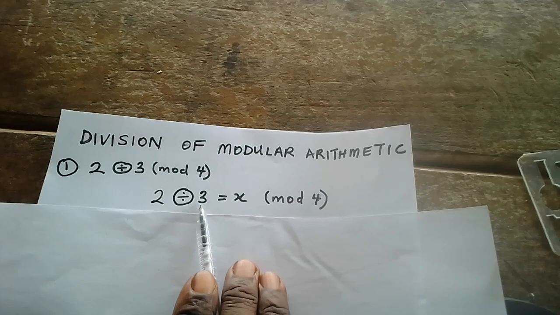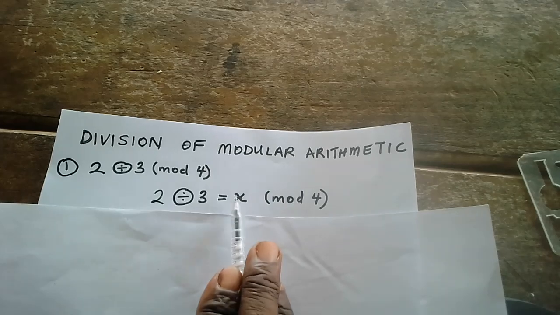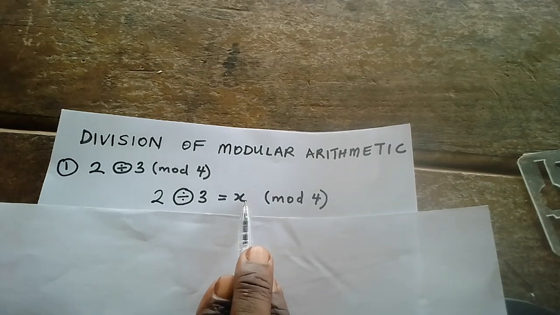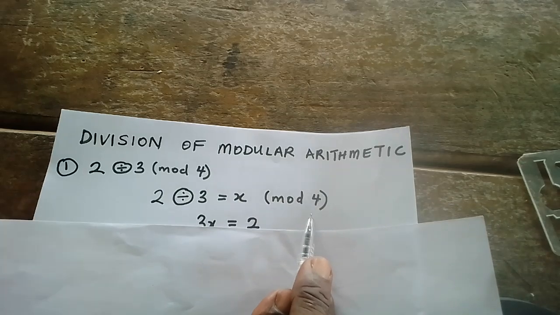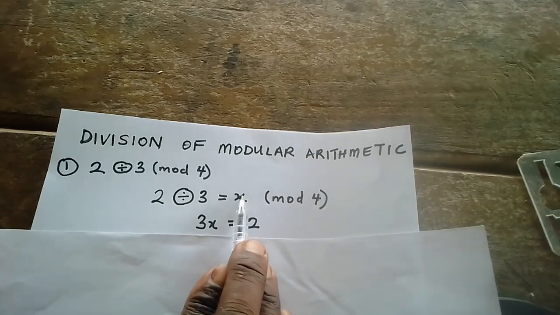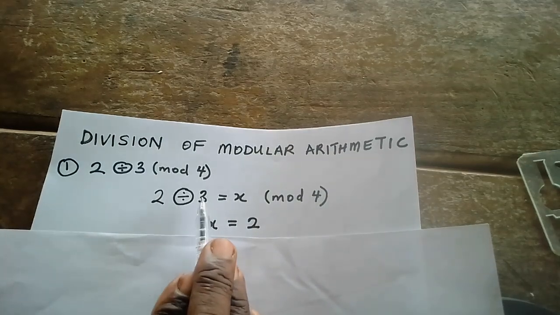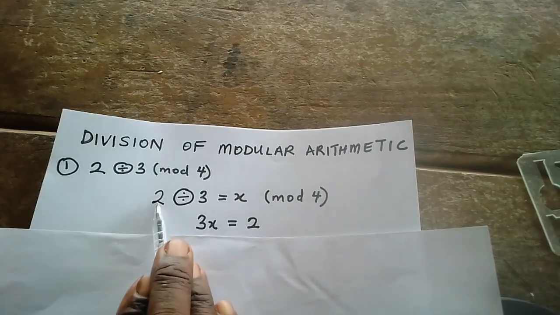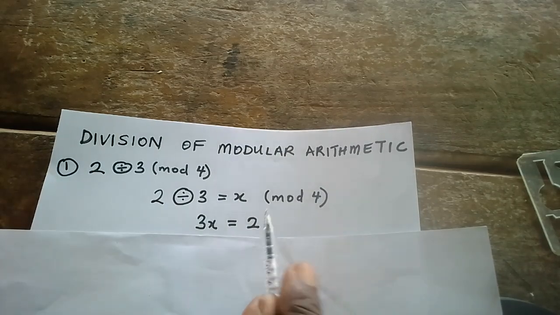So we know 2 divided by 3 gives us a certain number. Let's use x to represent the number. So 2 divided by 3, we now use x to represent the value it wants to give us. We want to do it in mod 4. Now, you realize that if you multiply 3 times x, it should give us this 2 back. So you can say 3 times x is the same thing as 2.